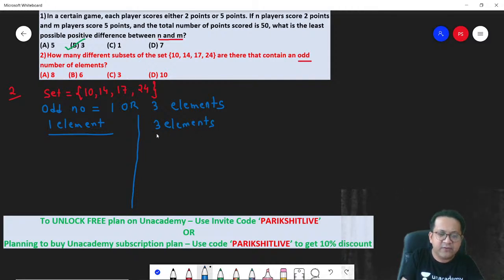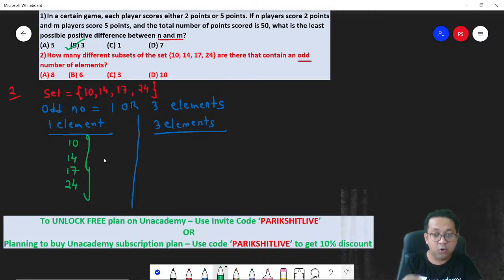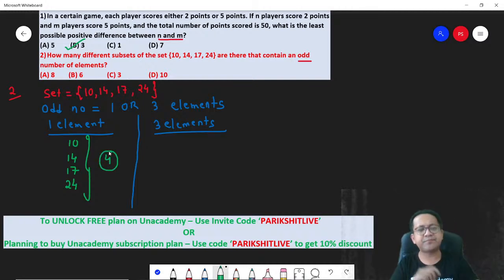Let's start. If it is 1 element, how many scenarios are possible? There are 4 subsets possible. First subset, only 10. Second subset, only 14. Third subset, only 17. Fourth subset, only 24. So there are 4 different subsets possible.